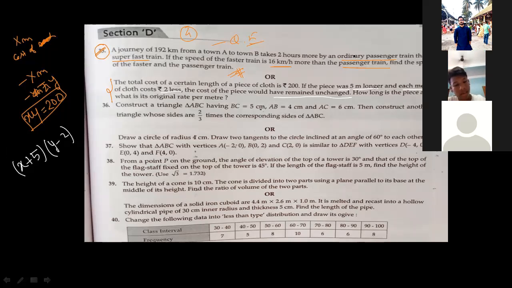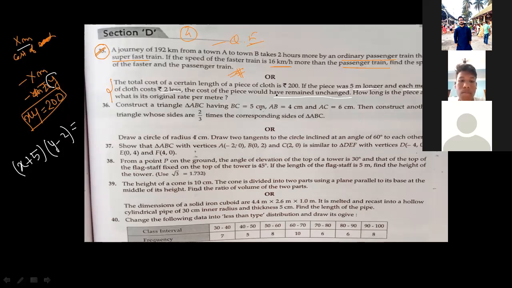The original length was x meter, and the original cost of 1 meter was rupees y per meter. If the piece was 5 meter longer, that means if the original length x increases by 5, and the cost decreased by 2 rupees, that means if the original cost is y, now the cost will be y minus 2. Did you understand? Now the cost will be y minus 2.